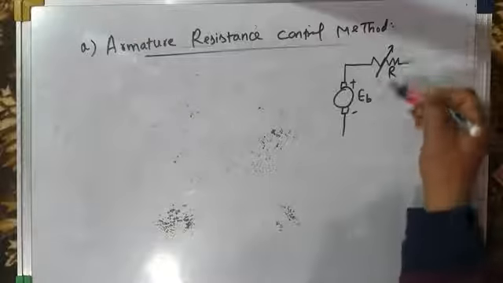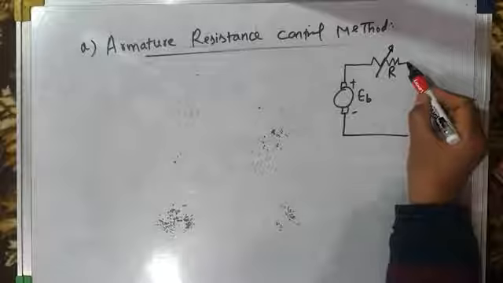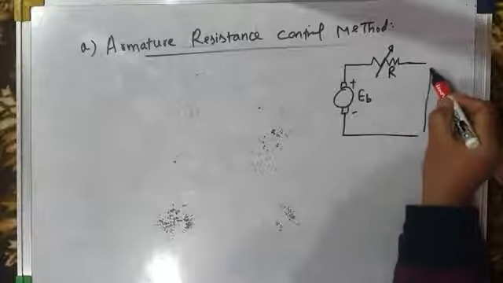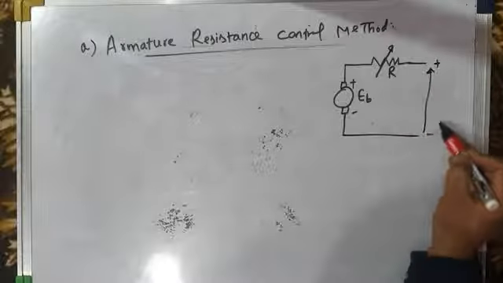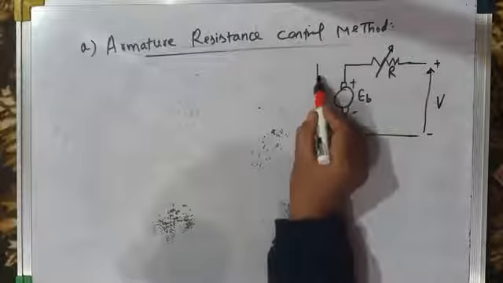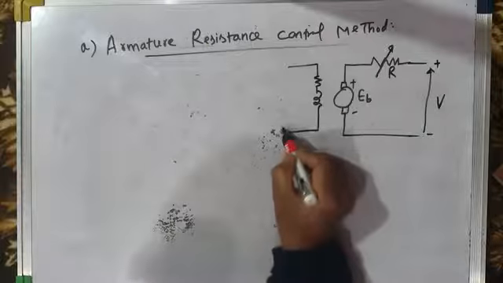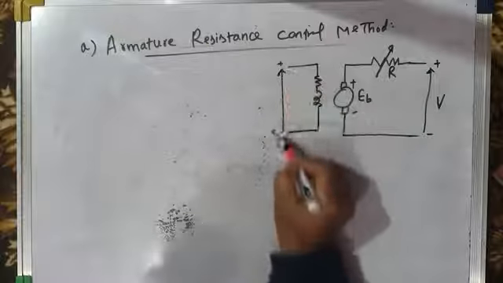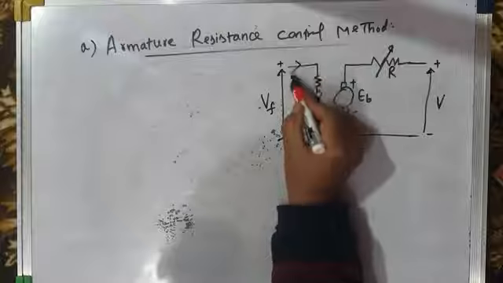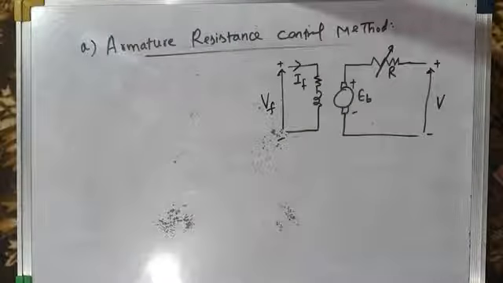So this is the variable resistance, external resistance that we are putting in series with the armature circuit. What is the applied voltage? Applied voltage across armature terminals is V. And this is its field circuit. In the field circuit, what we do is that we keep the field current constant. So rated field voltage is applied, and field current is constant.